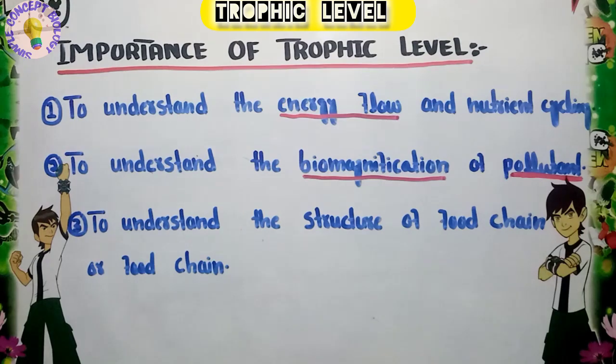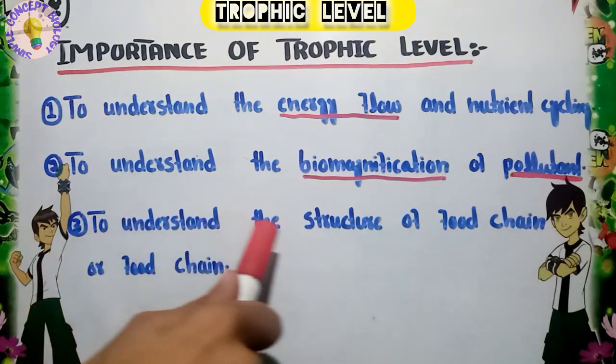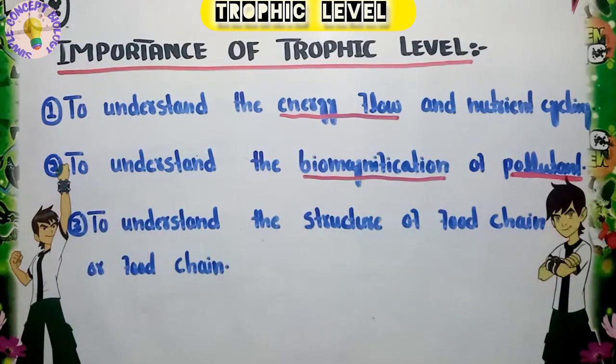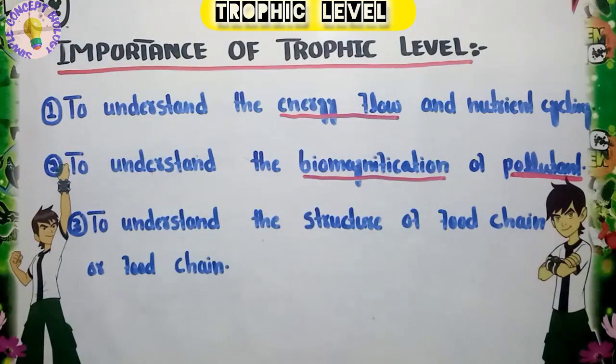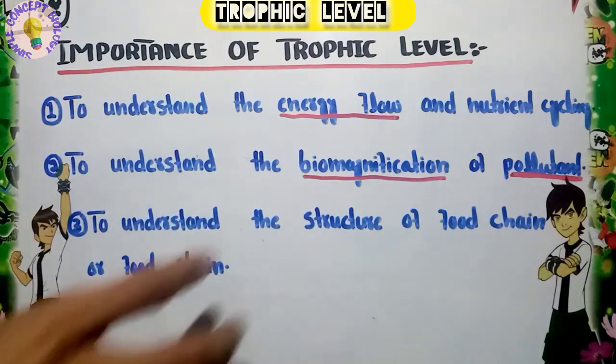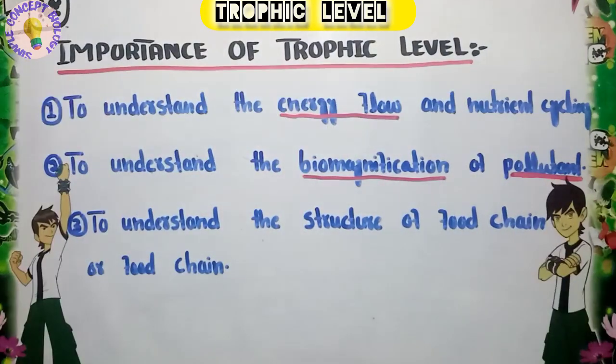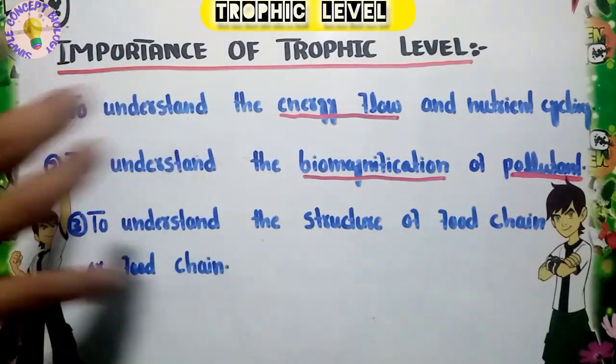Now the third importance of the trophic level is to understand the structure of a food chain or food web. As we know, trophic levels are the backbone or building blocks of the food chain, because the food chain is made on the basis of trophic levels. To understand the structure of the food chain or food web, we can use the concept of the trophic level. So this is all about the trophic level.